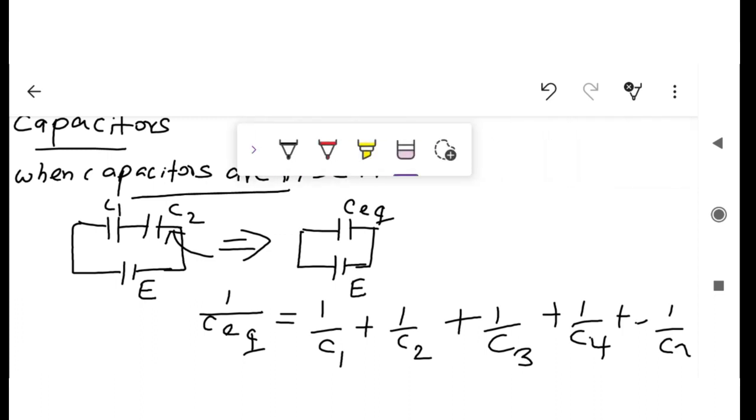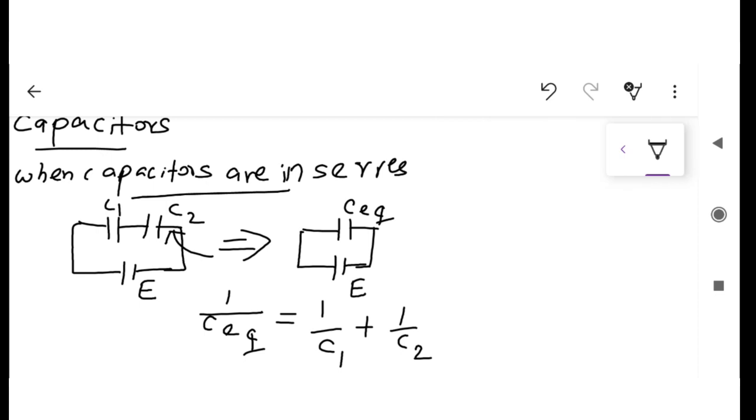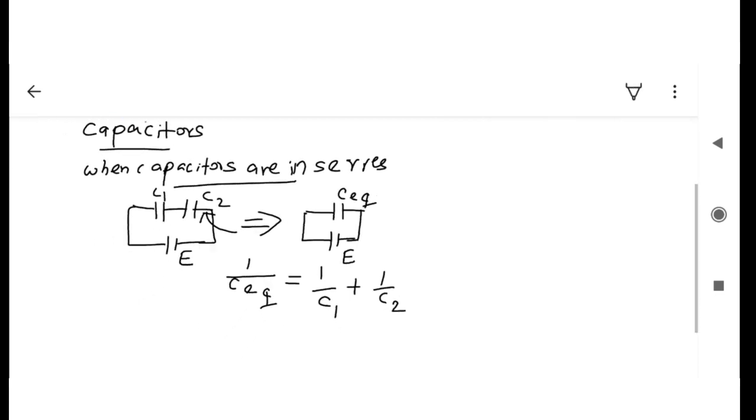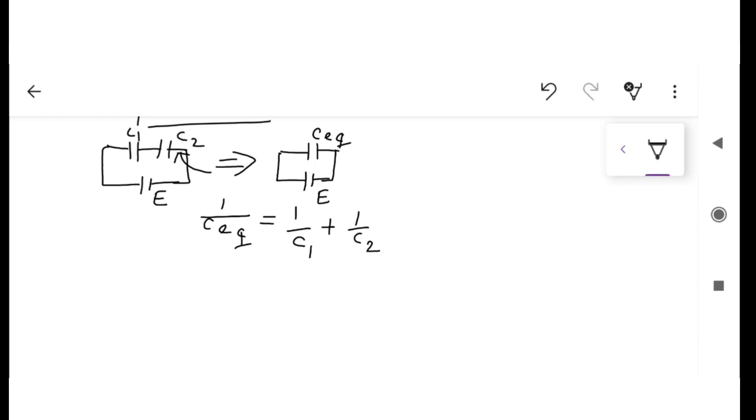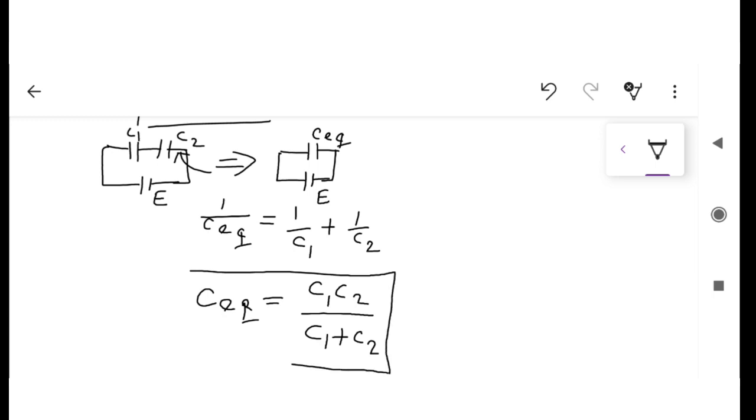Hence we can simplify this circuit like this. C equivalent equals C1 C2 divided by C1 plus C2. This is the formula when two capacitors are connected in series.